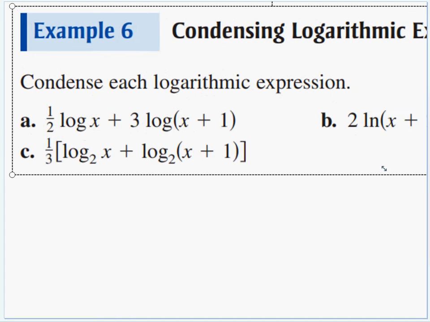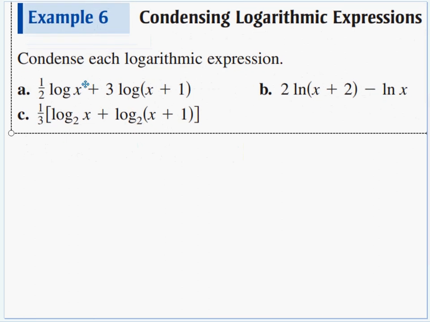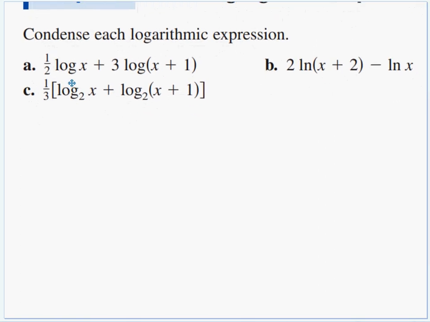So here we've got 3 of them. Now if we look at all of these, we've got a plus here, so this is going to turn into some multiplied stuff. Here's a plus, that'll turn into some multiplied stuff. Here's a minus, that should turn into a fraction when we're condensing these down.